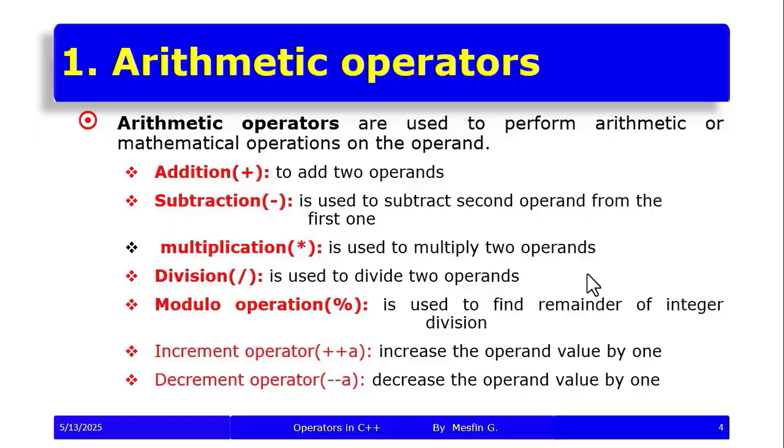Subtraction: you subtract the second operand from the first one. Multiplication: multiply the two operands. Division is used to divide the two operands. Modulo operation is used to find the remainder of integer division. Increment operator increases the operand value by 1. Decrement operator decreases the operand value by 1.